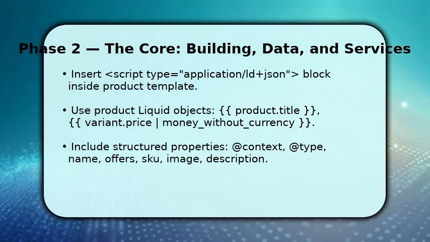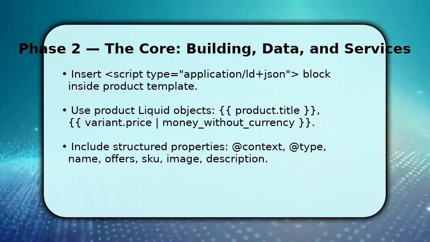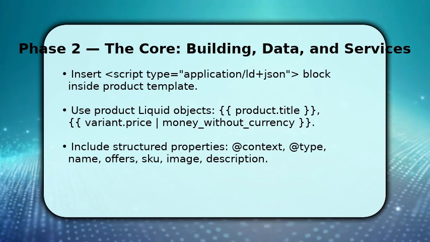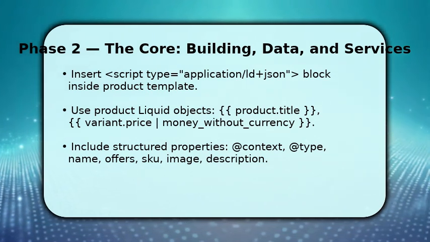Once done, construct offers as an array when multiple variants exist and include availability as in stock or out of stock. Make sure images and description are full URLs and escape quotes correctly so JSON stays valid.